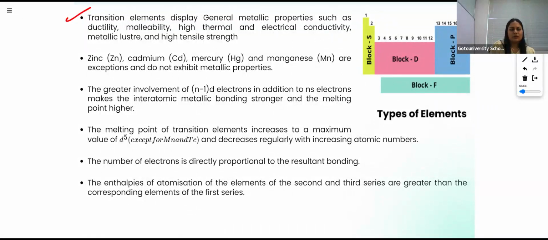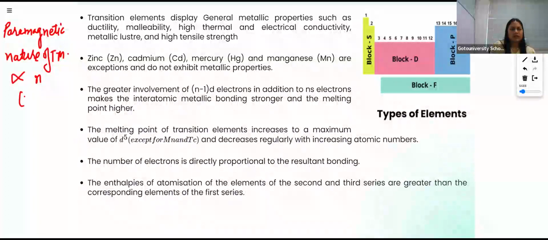Right. You can also use the relation of paramagnetism to calculate the paramagnetic nature or behavior of a transition metal. We can say that it has a direct relation with n. What is n? That is the number of unpaired electrons. Understood this concept, right? So for an element having no unpaired electron, what do we call them? We call them diamagnetic. Okay, they are termed as diamagnetic, right?